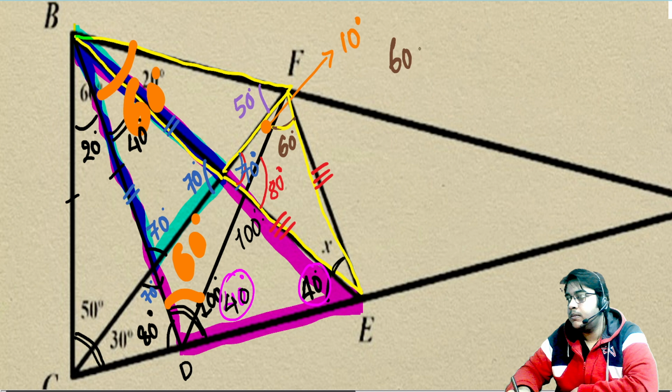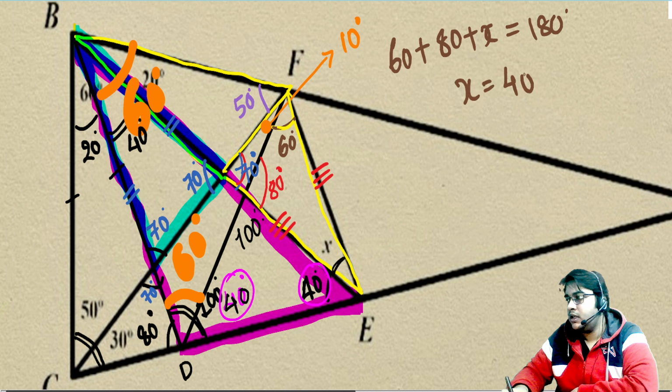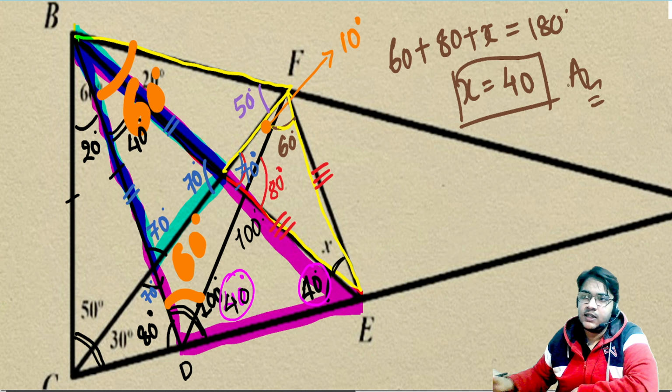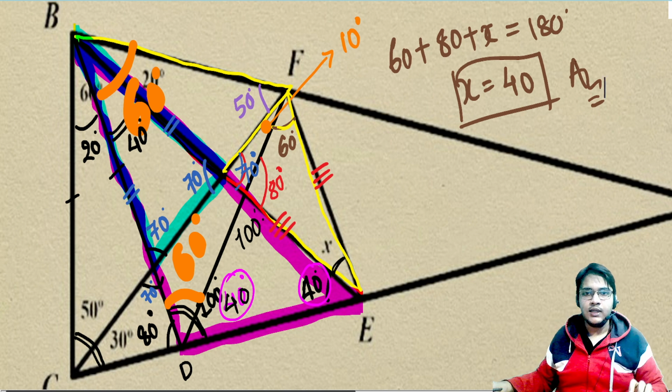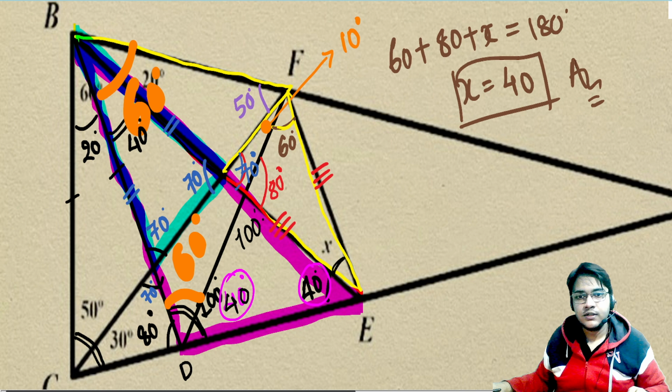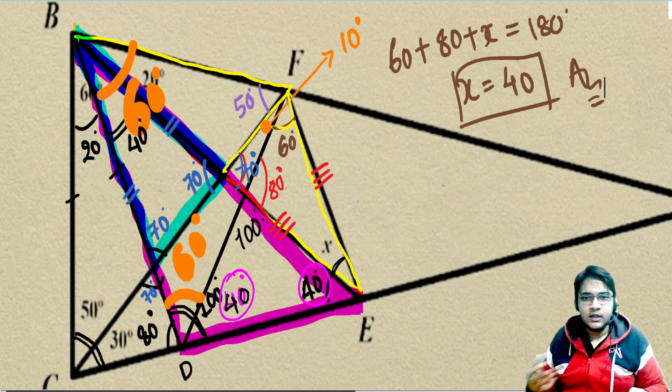60 plus 80 plus x equals 180 degrees. That is 100 minus 60, so x comes out to be 40 degrees. This is the answer to this question. I would not expect a student to grasp this like that, but it's a very interesting question. Not at all difficult if you know where you have to maneuver.